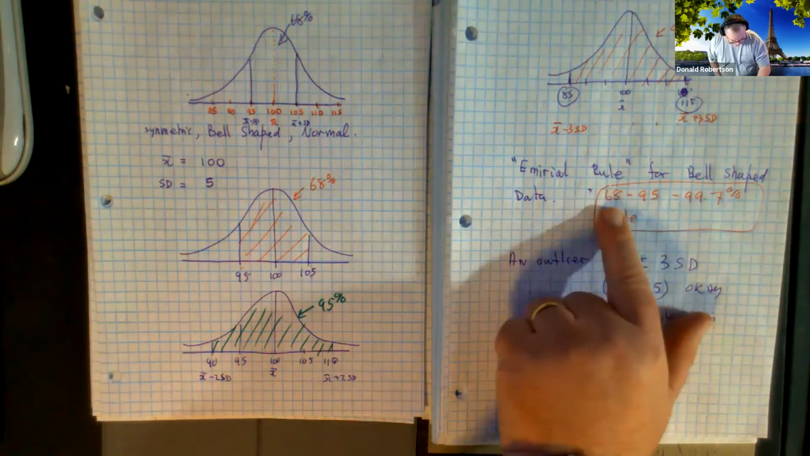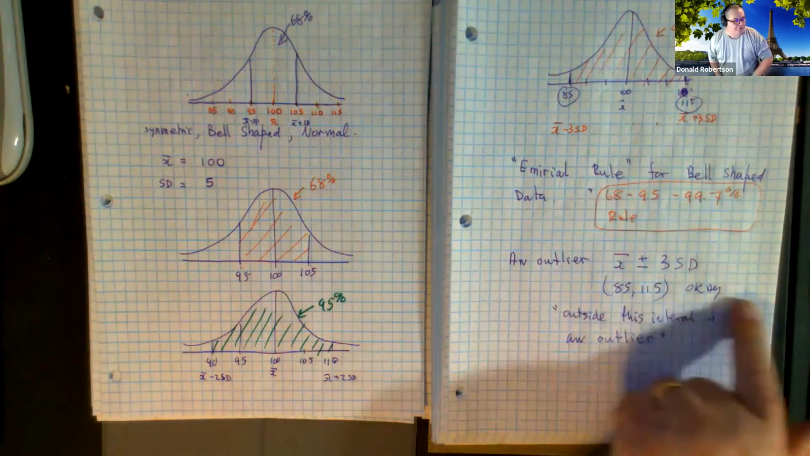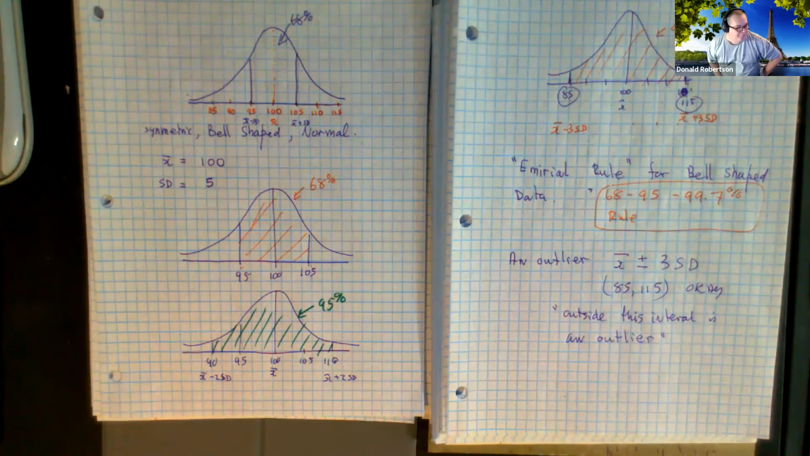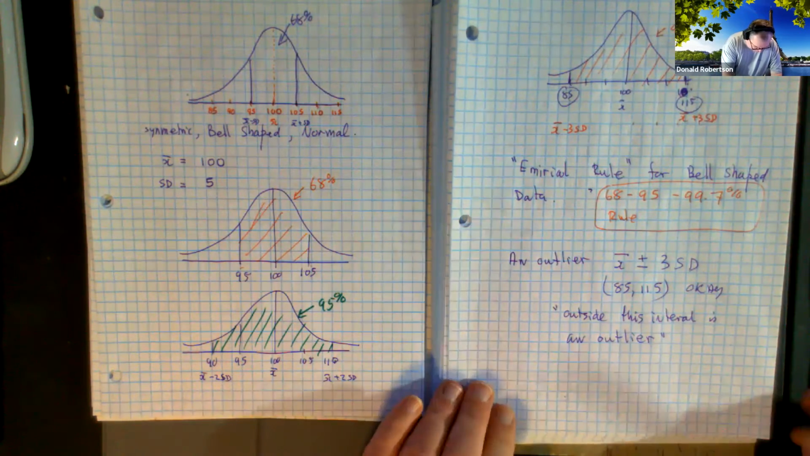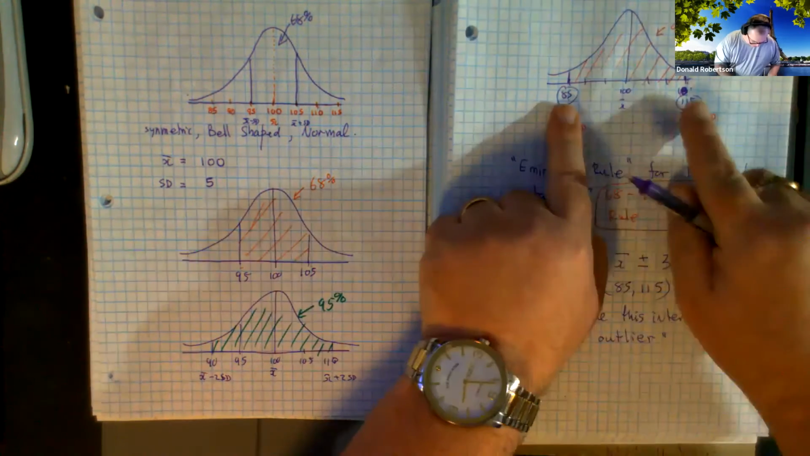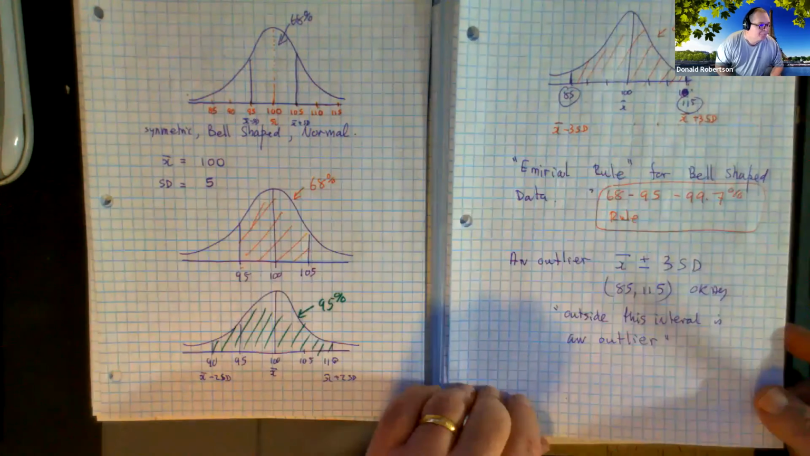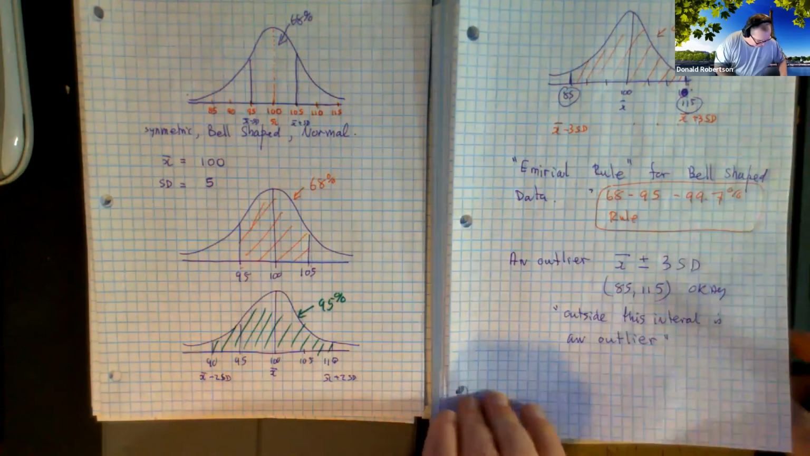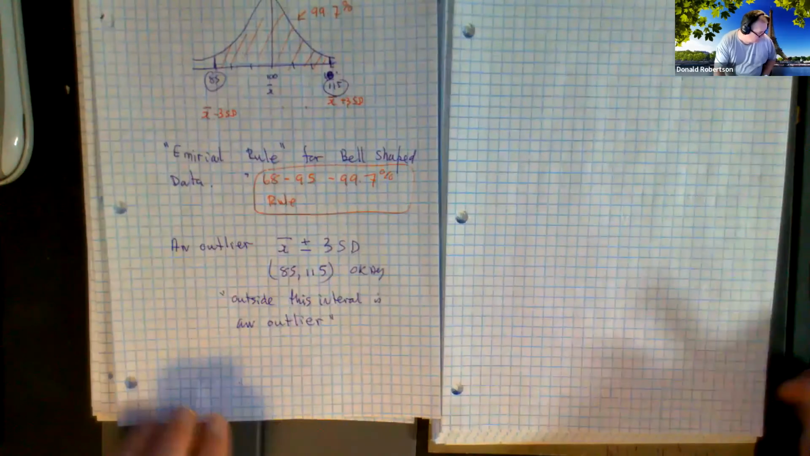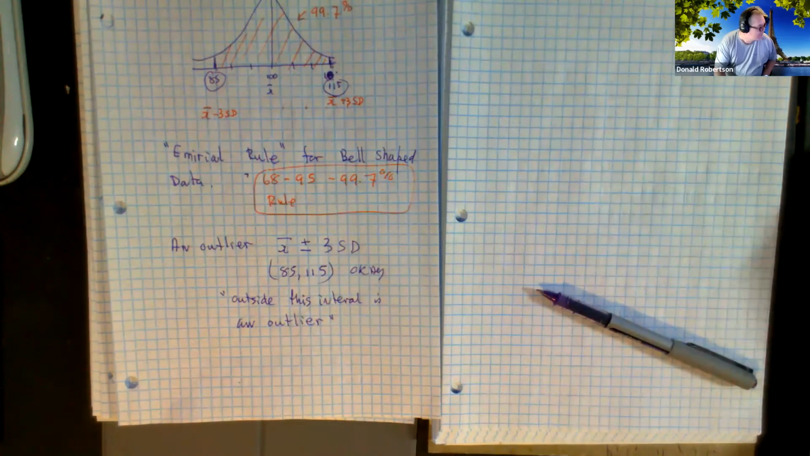So if you know this rule, don't you also know somebody's an outlier? Because 3 standard deviations either side tells you where all the good guys live. Anything outside is an outlier. Any questions about that, or are we good?